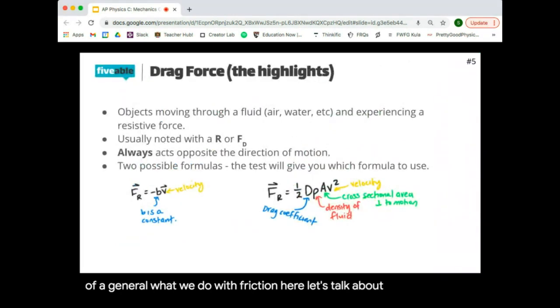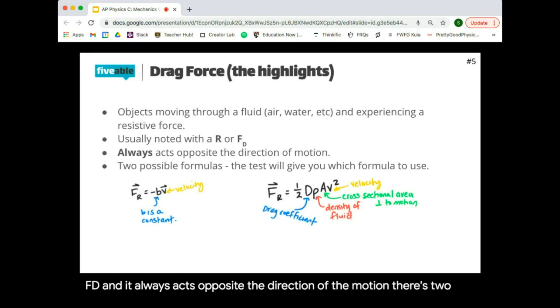Let's talk about drag force. So the next one here, drag force, is what happens when objects are moving through some sort of a fluid. So air, water, things like that. And that fluid is exerting a resistive force on the object. So it's noted with an R or an FD, and it always acts opposite the direction of the motion.